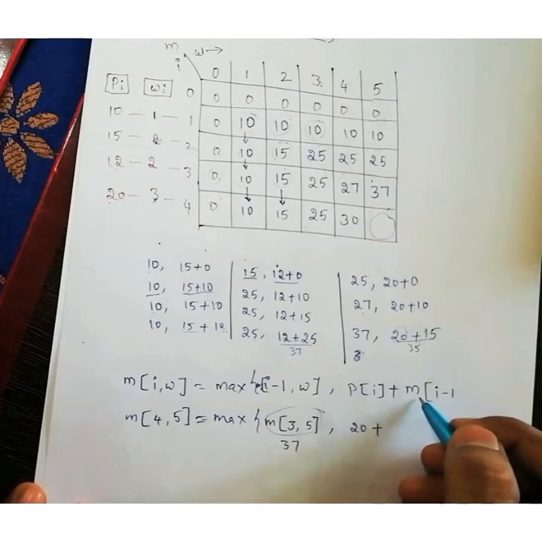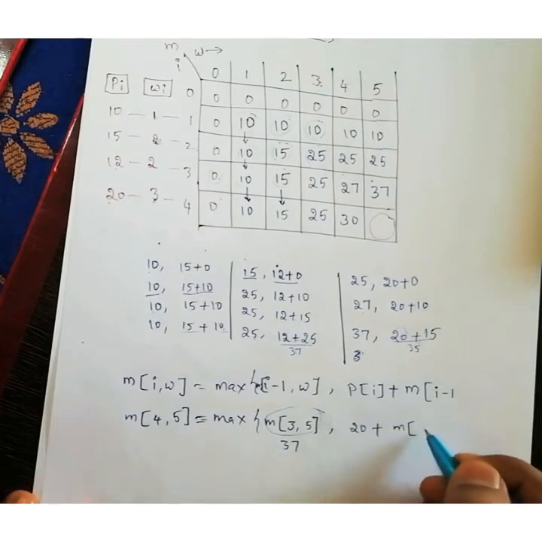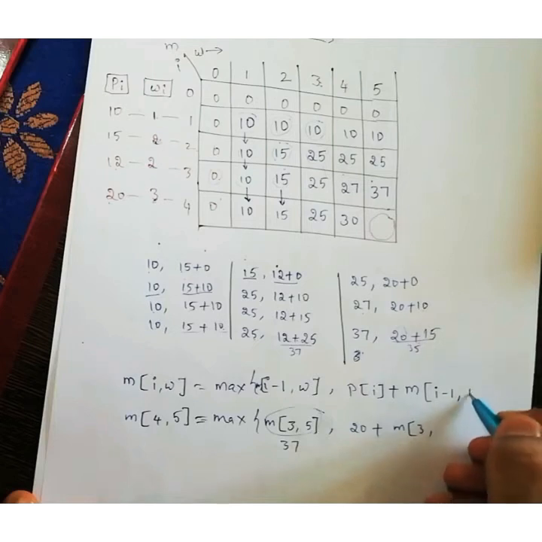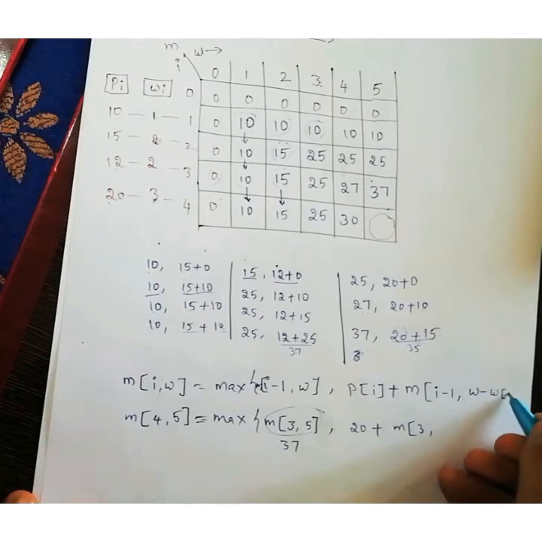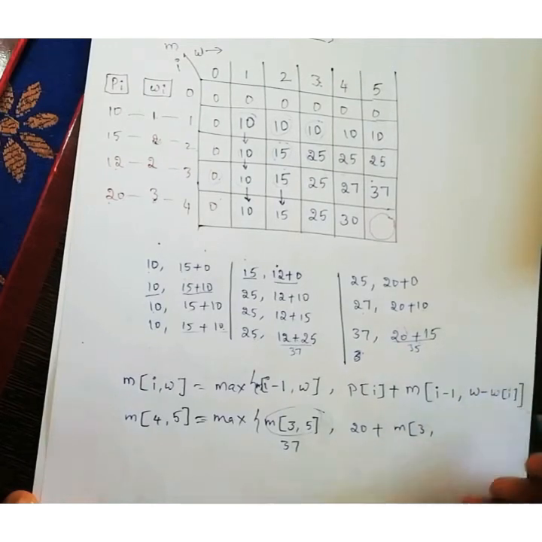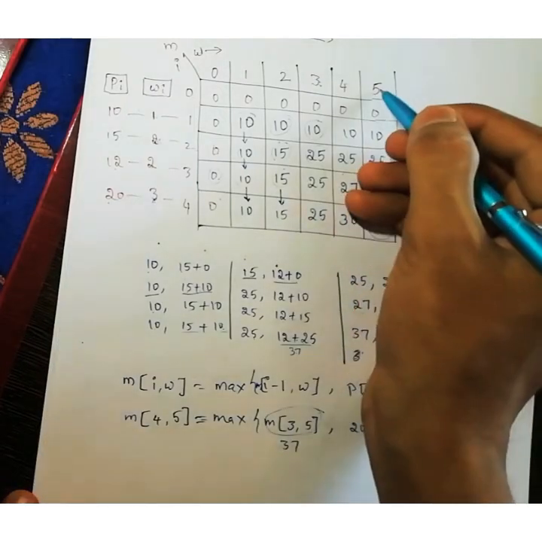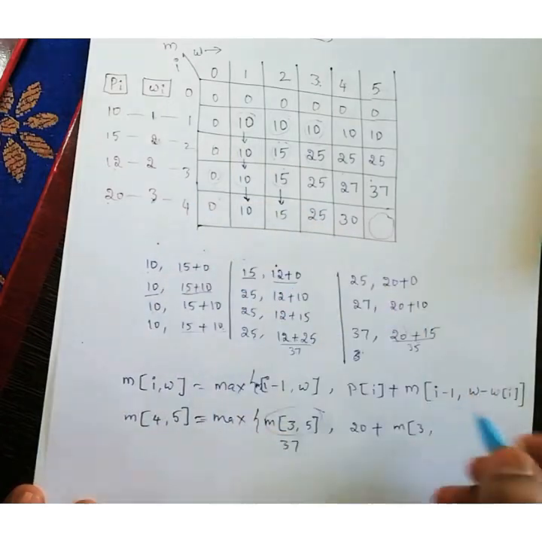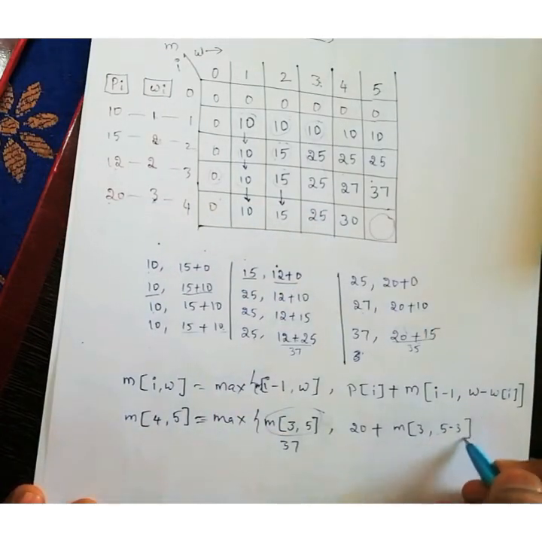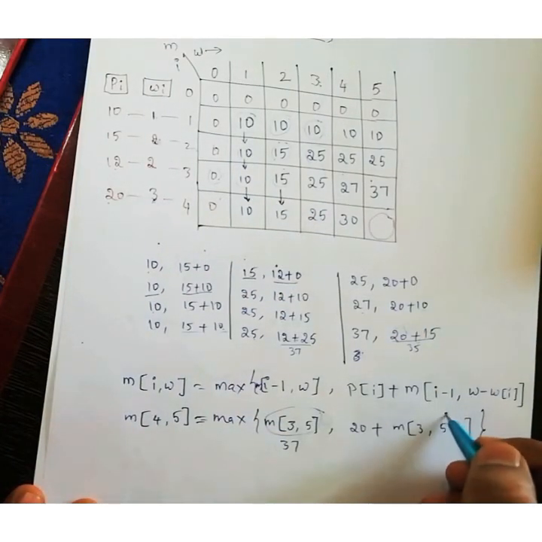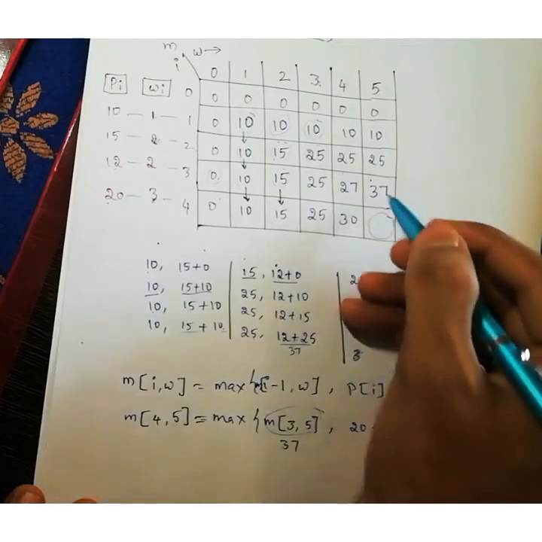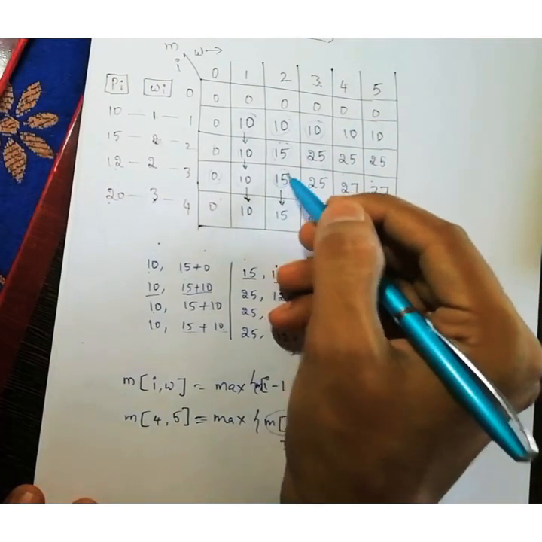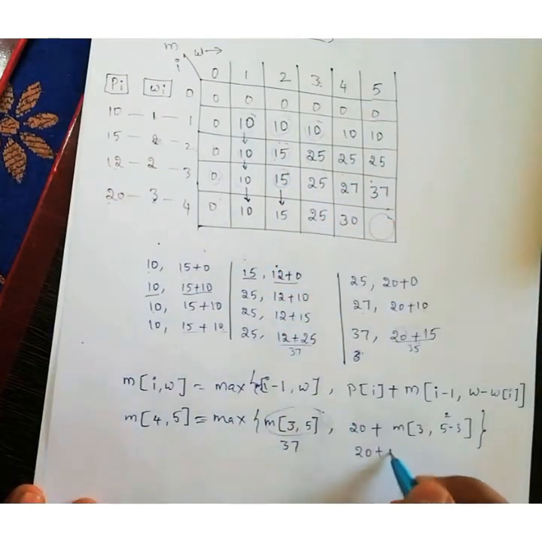So m of i minus 1, what is the value of i minus 1? 3 comma w minus w of i. What is the value of w? 5 minus w of i, which is 3. 5 minus 3, what is the value of 5 minus 3? 2. So m of 3 comma 2. So that is the second column of the previous row. That is 20 plus 15.